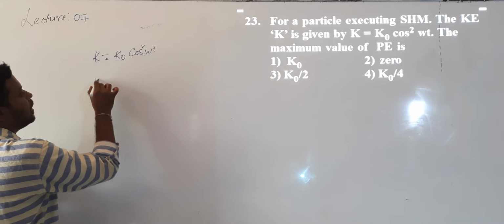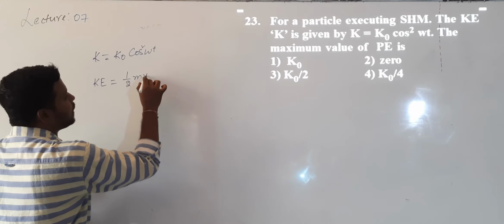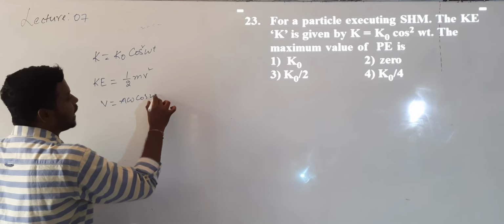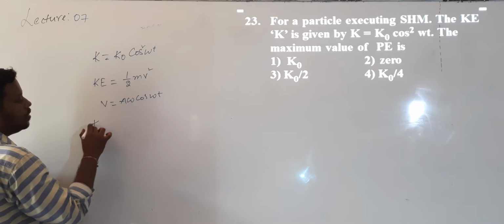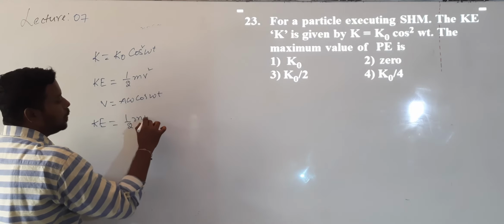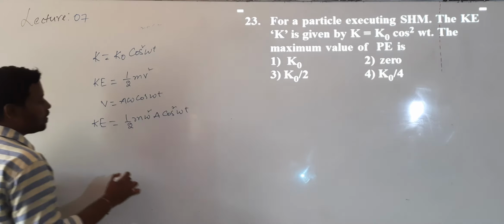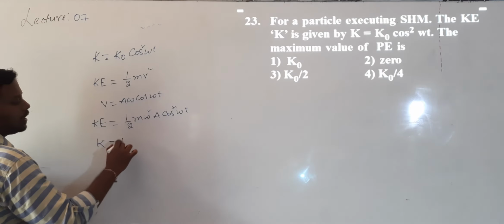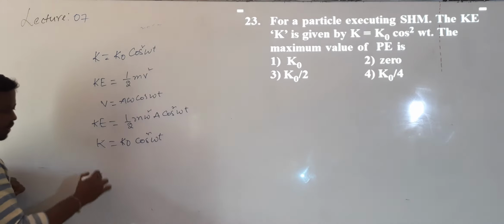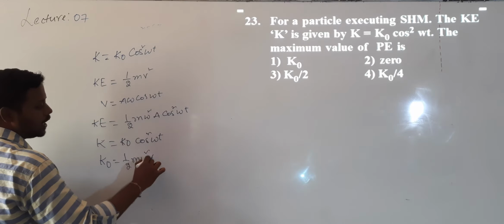Actually, what is the general formula? Kinetic energy is 1 by 2 into m into v square, where v is a omega into cos omega t. By substituting the v value, we get kinetic energy as 1 by 2 into m into omega square into a square into cos square omega t. Here they have given K as K naught into cos square omega t. So what is the value of K naught? 1 by 2 into m into omega square into a square.